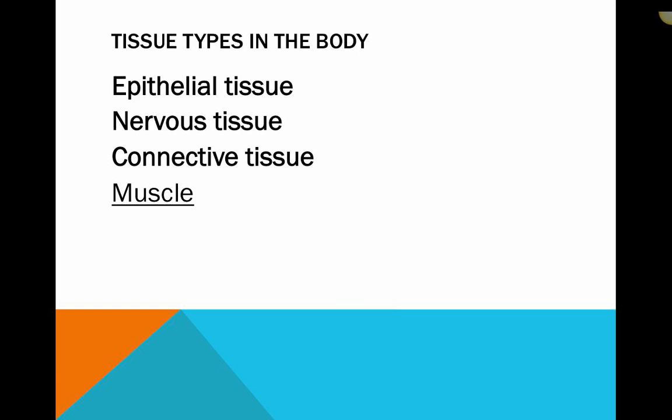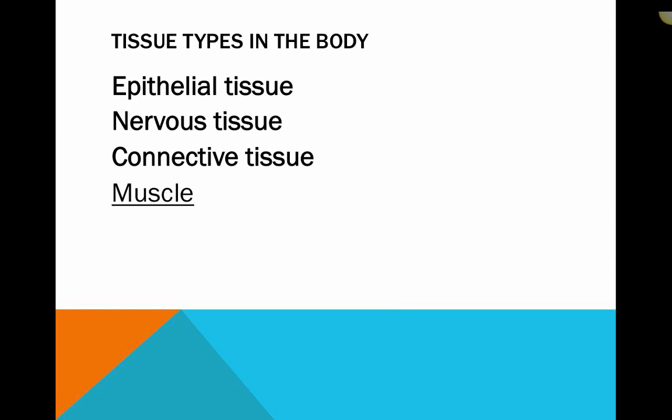So just to recap, we have 4 types of tissue in the body overall. So you have epithelial tissue, which includes hair, skin, nails. We have all epithelial tissue on the inside of our body. It lines all of our cavities, so it would line the uterus, the vaginal canal, the mouth, the abdomen, and the thorax. Nervous tissue includes gray matter in the brain, the spinal cord, and nerves.